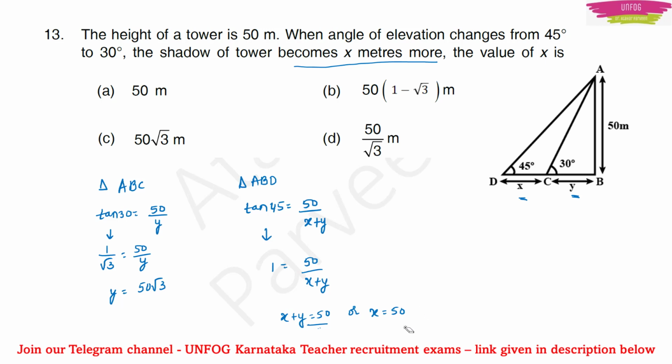I will write y properly. Now 50 minus y I have, but then I already found the value of y, which is again 50 root 3. So 50 minus 50 root 3. If I take 50 common, inside I will have 1 minus root 3 meter. So option B, 50 into 1 minus root 3, is the correct answer.